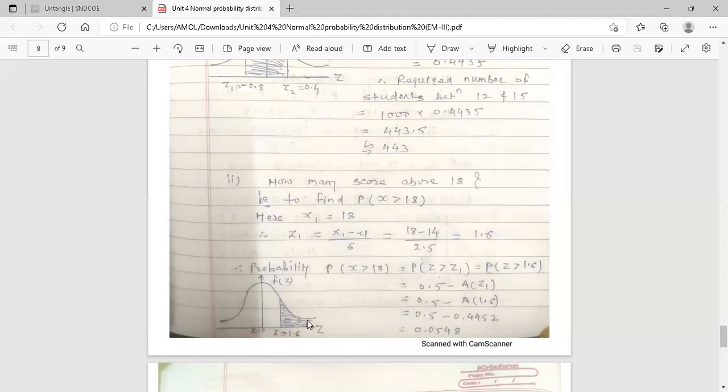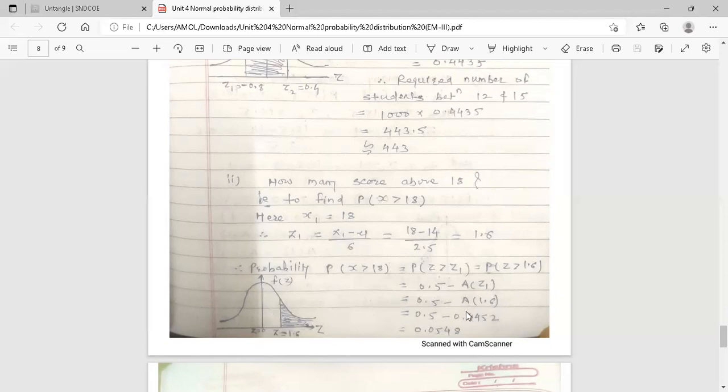How to find the area of this shaded portion? The complete area from z equal to 0 to the right hand side is 0.5. This complete area is 0.5. And then from this area, you subtract the area of z1, 1.6. It is nothing but the area of the shaded portion. So the formula is 0.5 minus area of Z1. Area of Z1 is this blank region of RHS side. If we subtract this area from this complete 0.5 area, then we have the area of the shaded portion. And so it is equal to 0.5 minus area of 1.6.